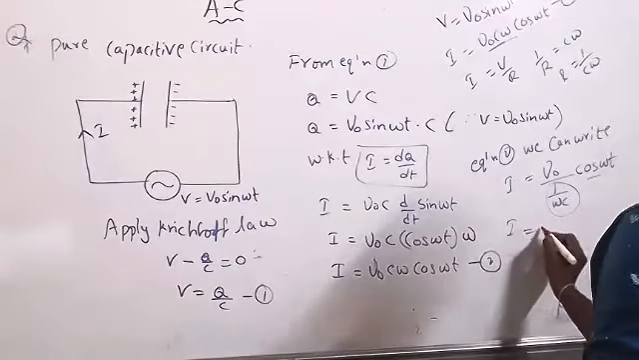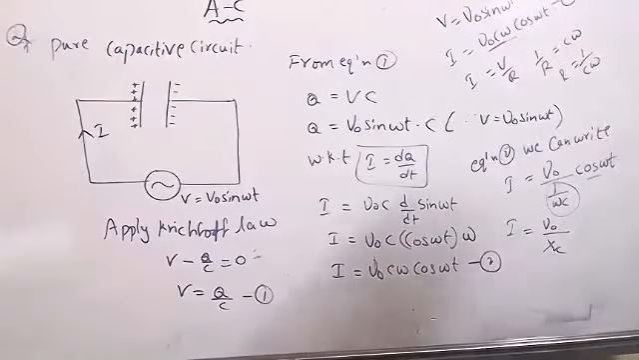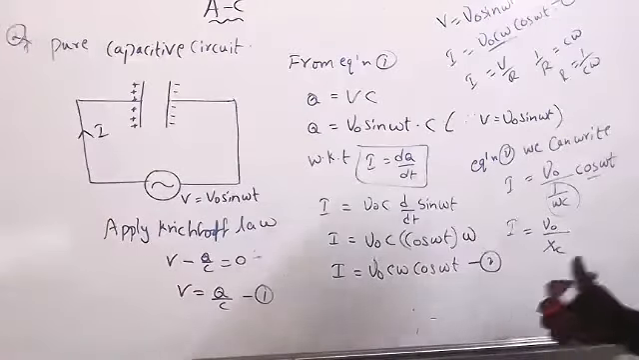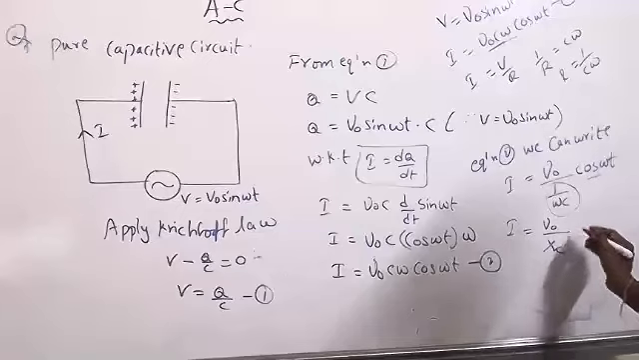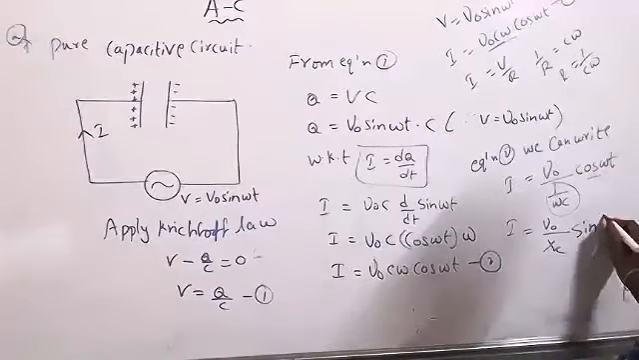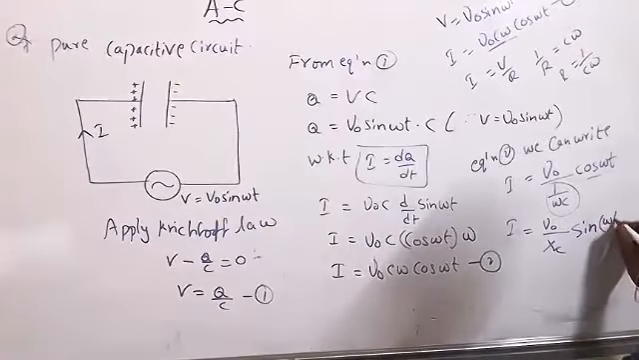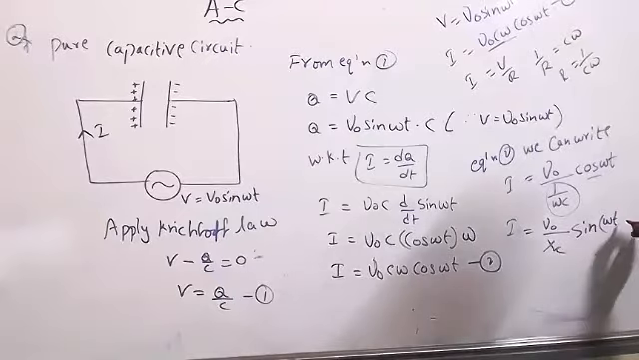So I is equal to V naught by XC. What is XC? Capacitive reactance. Yes. And cos can be written as sine of pi by 2 minus omega t.